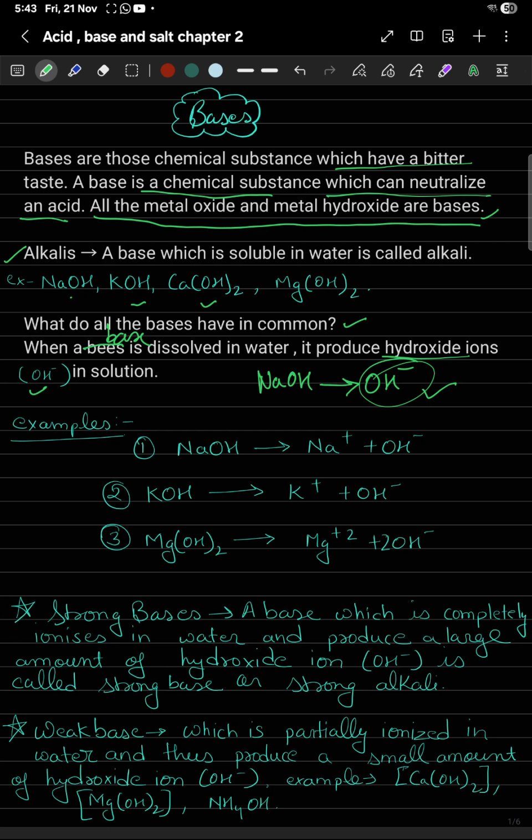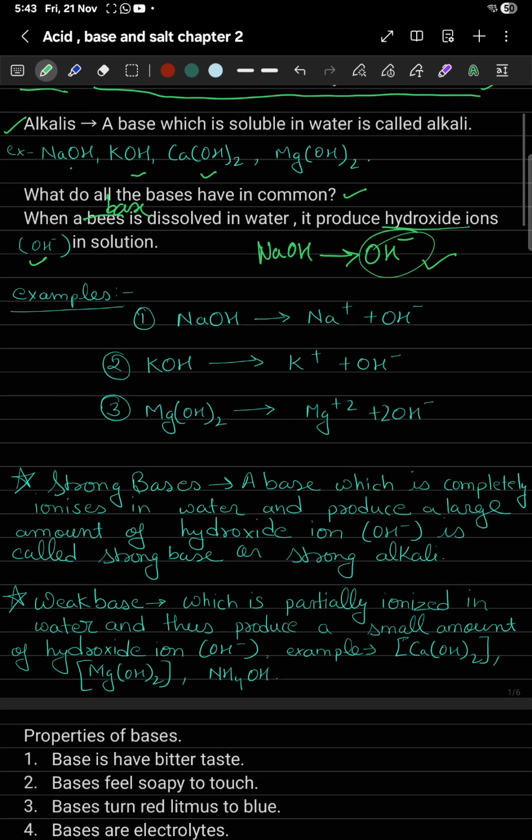Here are some examples. First one is NaOH. When you dissolve it in water, because NaOH cannot dissociate into Na positive and OH negative ions until you dissolve it in water. So when you dissolve NaOH in water, it gives you Na positive plus OH negative as well as H positive and OH negative, because water also dissociates into ions.